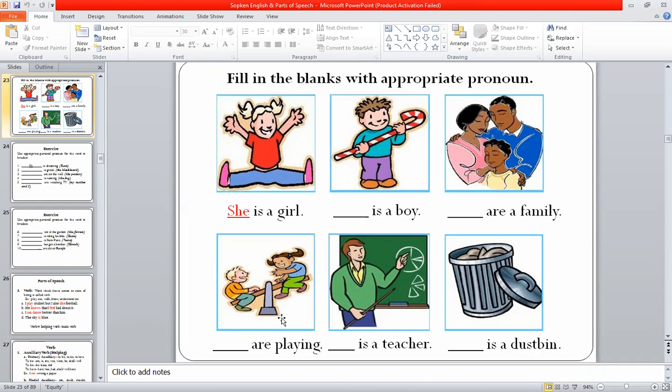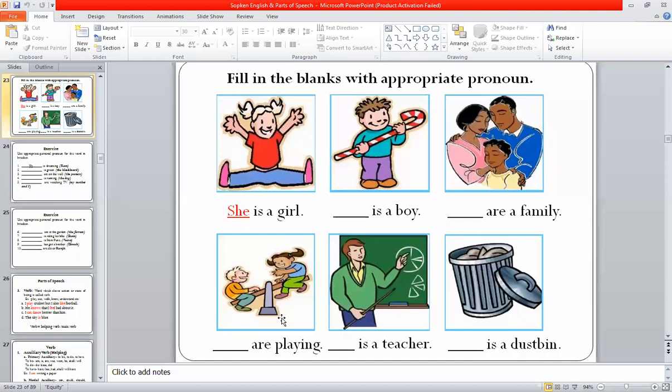Okay. So which pronoun will you use here? Fill in that blank space. He is a teacher. Very simple. Then there is a dustbin. Okay. So which will be the pronoun for dustbin?